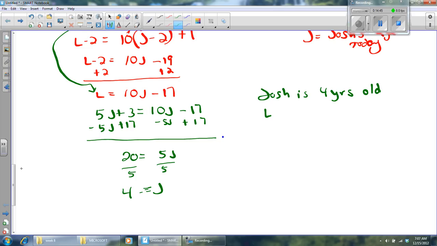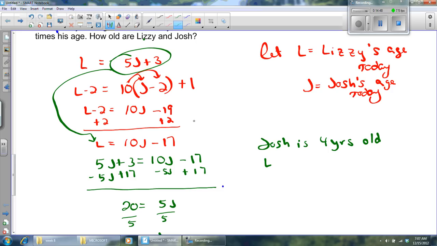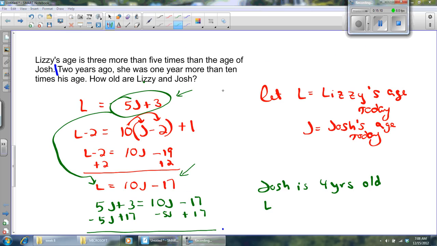Okay, Lizzie, I can use this equation here if I want, or I can use this equation here. I think they're both going to work. No problem. I'll use this one because the numbers look a little more friendly. Okay, so it looks like Lizzie is going to be 5 times 4, which is 20 plus 3. So Lizzie is 23 years old. And it's that simple.